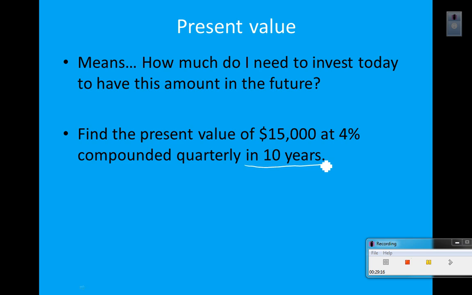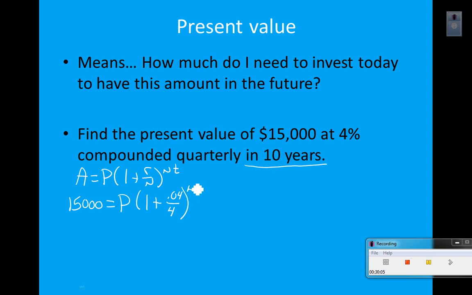Well, here's what we've got. I would like to have $15,000. So I'm going to use this formula: the amount that I'm going to have equals the principal times 1 plus r over n raised to the nt. I know in the future I want to have $15,000, so I've got 15,000 right there for the amount. I don't know what the present value is. That's what I'm looking for. Then I've got 1 plus 0.04 divided by 4 raised to the power of the number of compoundings times the number of years, 40.